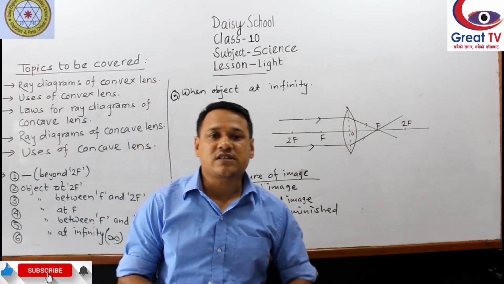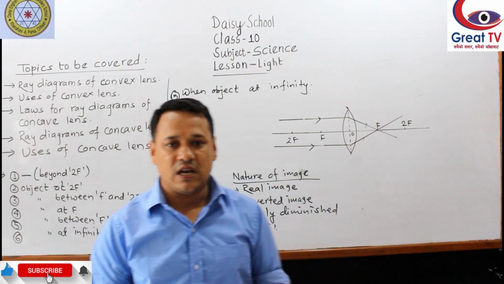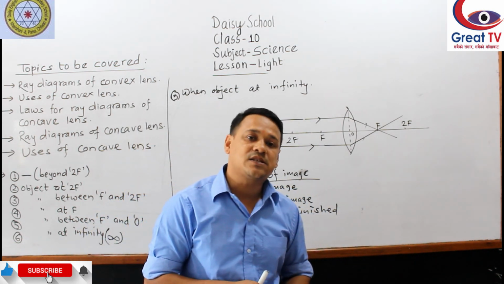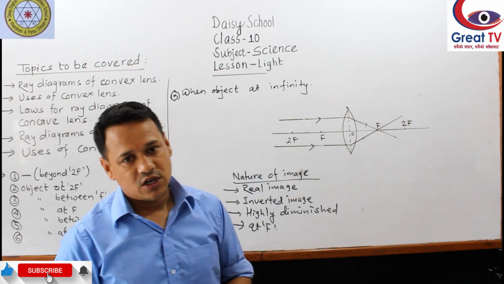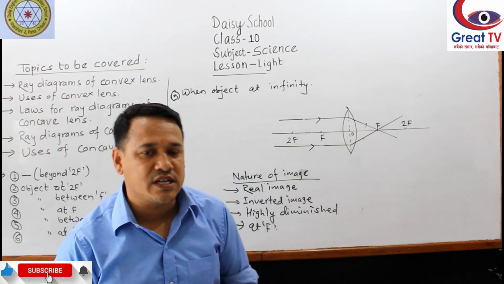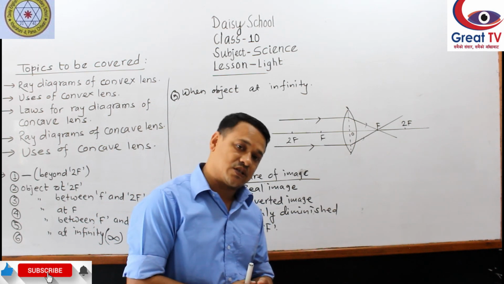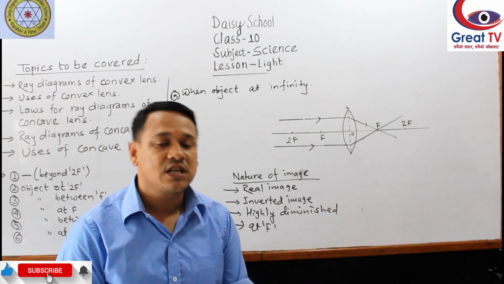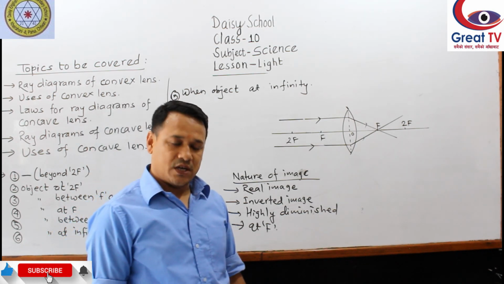Usually convex lenses are used in microscope, telescope, similarly camera. In our human eye also it is a convex lens. Similarly, to treat far-sightedness also convex lenses are used. So convex lenses are used for different purposes. Hand lens is also a convex lens. In exam, it is very important.